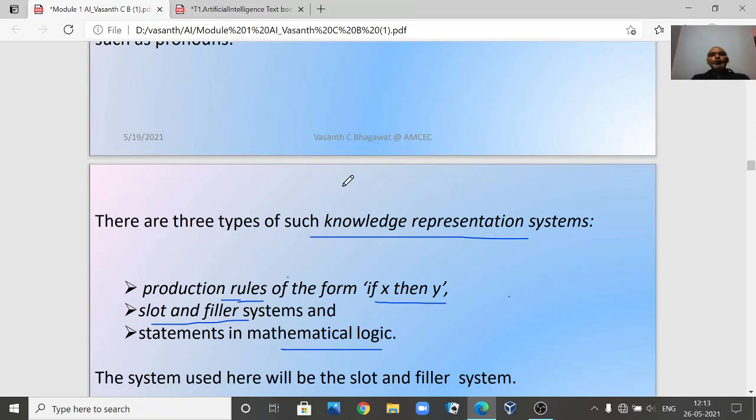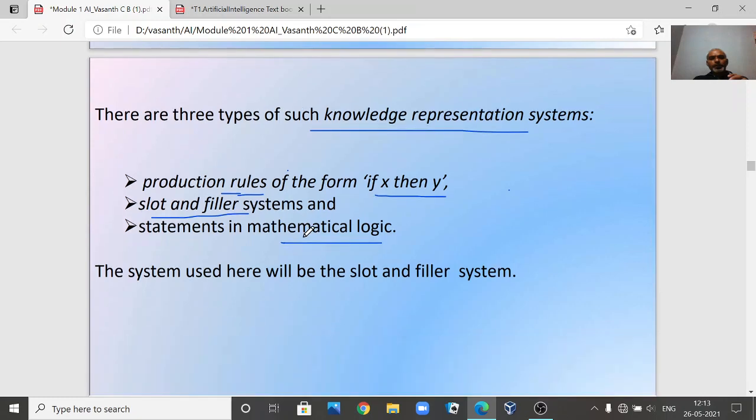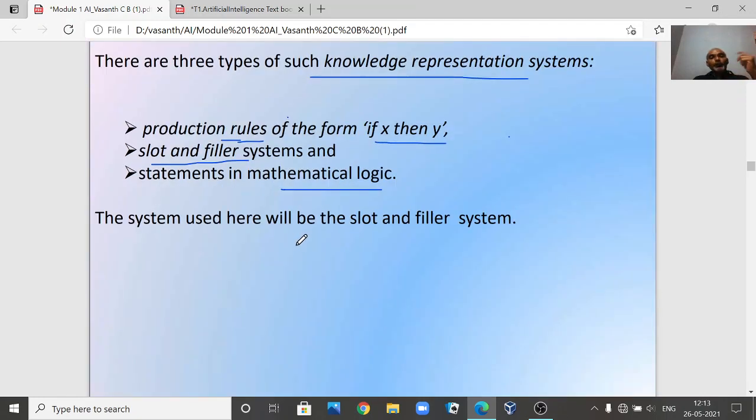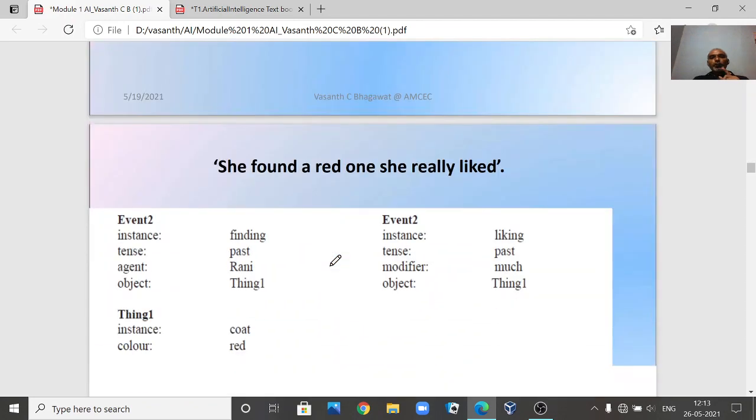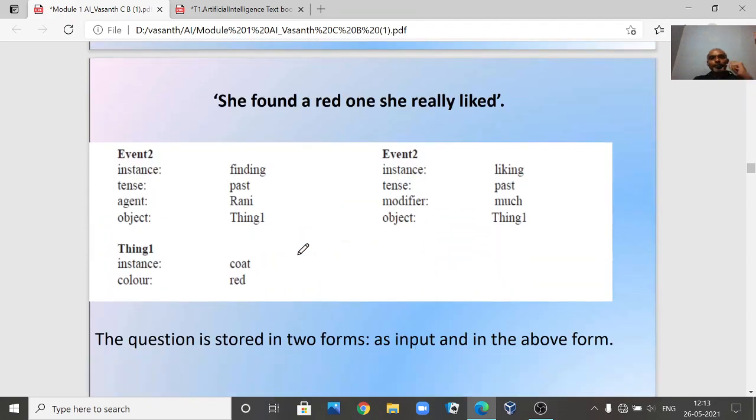But right now, you see that we have different types of knowledge representation, and we are supposed to use them. For this example, they have selected one type called the slot and filler system. If you take our first question, this is an example of how it is given in terms of a slot and filler structure. Later we'll come to know what the slot and filler structure is and how you are going to represent it.